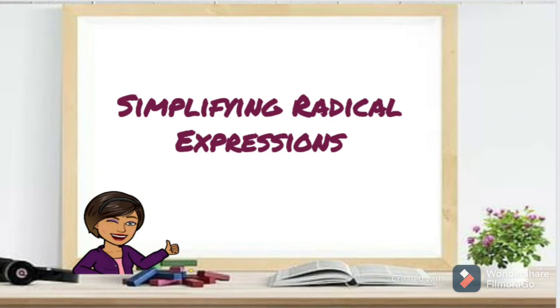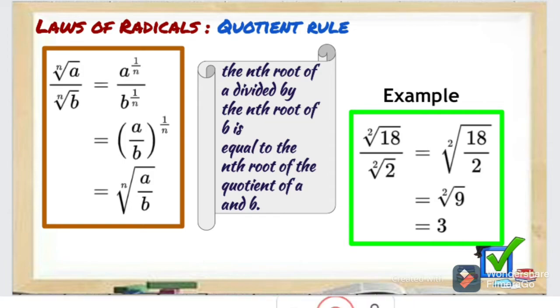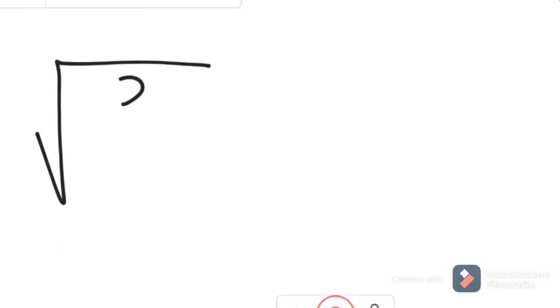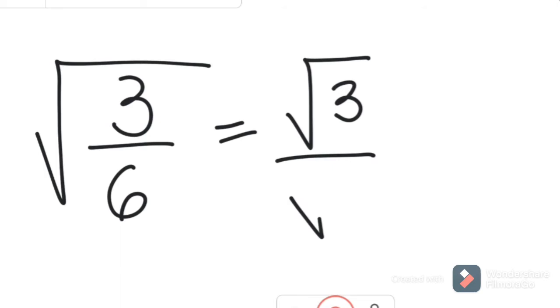Now let us proceed on simplifying by rationalizing the denominator. When we say rationalizing the denominator, we should have no radical in the denominator. We have the square root of 3 over 6. Applying the quotient of a radical, we have the square root of 3 and the square root of 6.